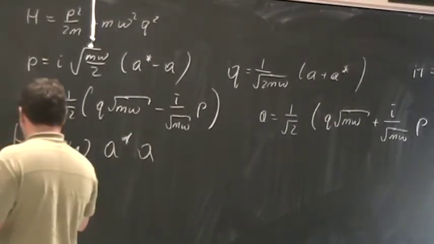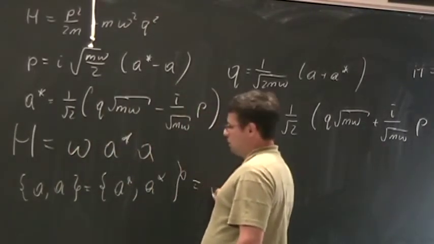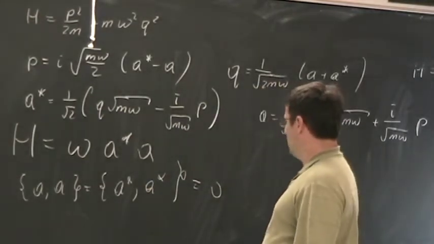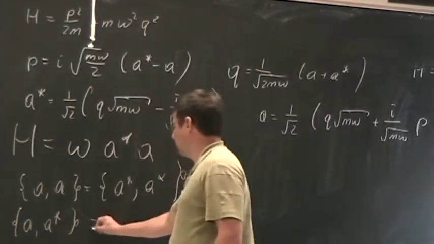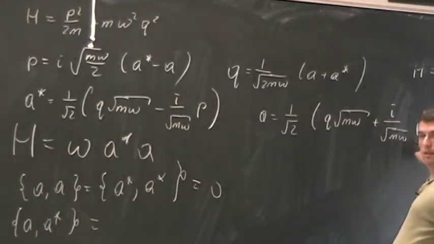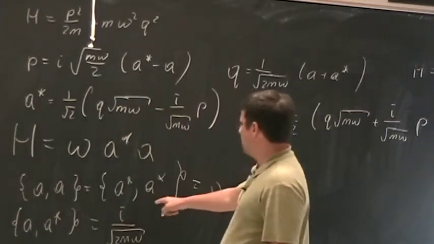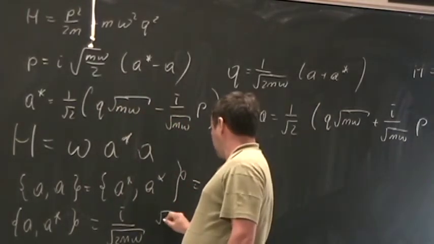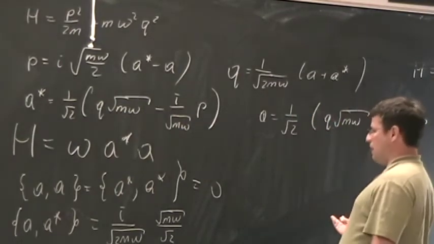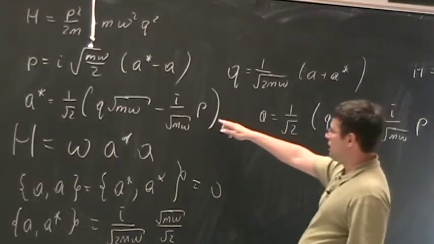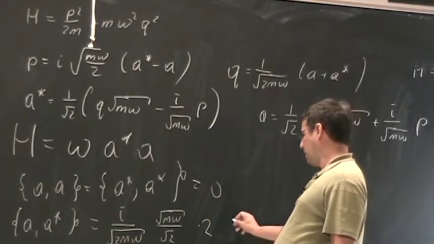It's simple enough. Obviously, if you compute the bracket of A with A and A star with A star, we will get 0. The Poisson bracket of anything with itself is 0. So what if we compute the Poisson bracket of A and A star? Let's do it carefully. It will be dA/dP times i over the square root of 2m omega times dA star/dQ, so it's square root of m omega over square root of 2. And then I have to subtract dA/dQ times dA star/dP, but I have another minus here, so I just double this. So what do I get? I get i.